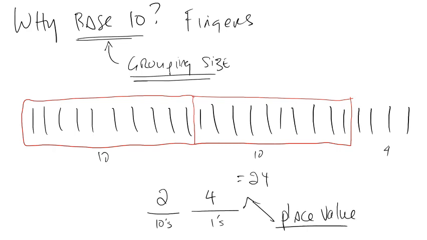The position of my digits, so these individual numbers here are called digits. The position of my digit tells me something about the size of the grouping. So this first place will always be ones, the next will be groups of tens, and so on and so on. So this base 10 is a crucial piece of that.